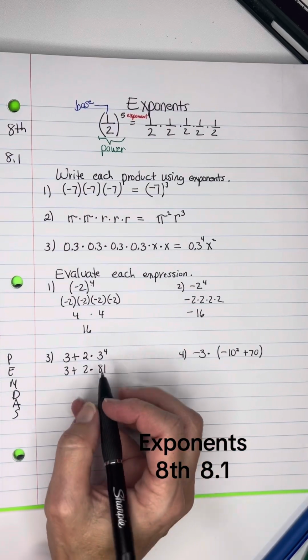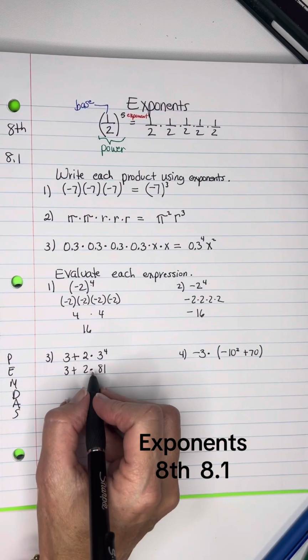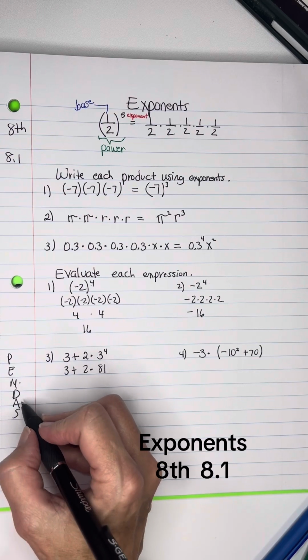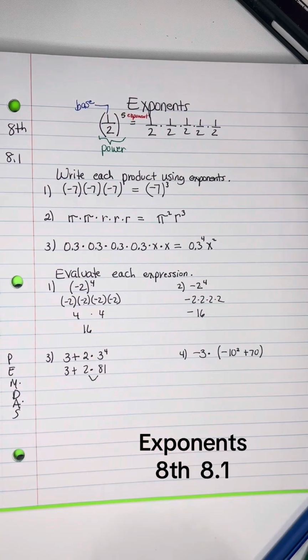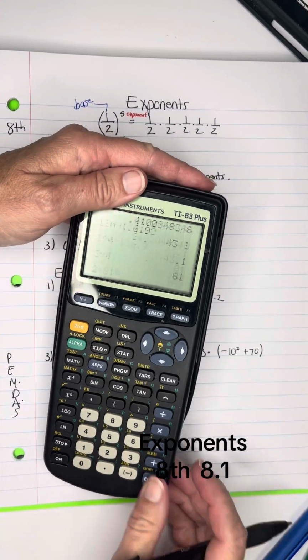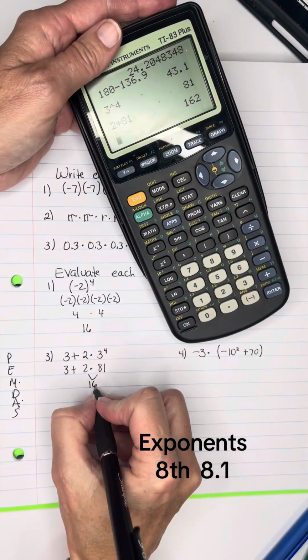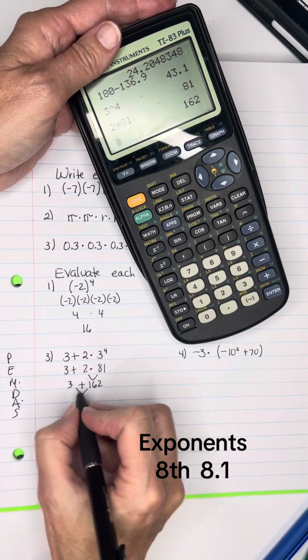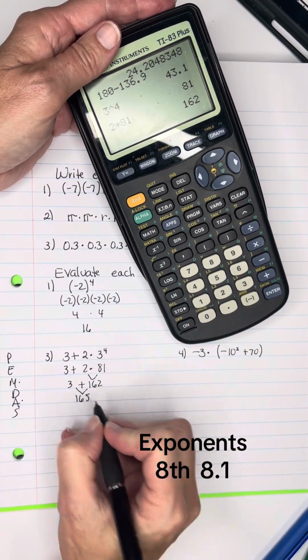And then when your choice is between adding or multiplying, you are going to multiply before you add. So 2 times 81 is 162. Write down the rest of the problem, and then 162 plus 3 is 165.